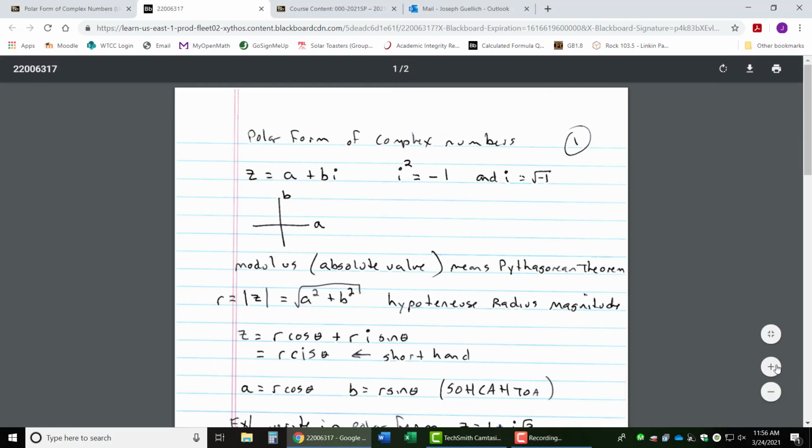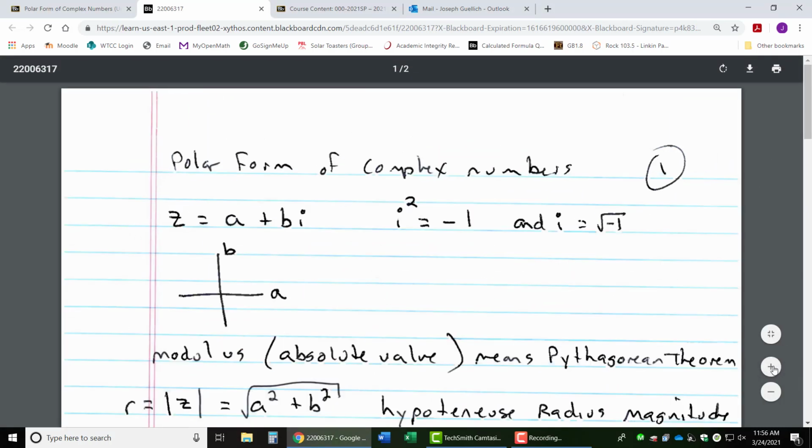Greetings. Okay, so some reminders at the top of the page here from algebra: the complex number a plus bi, where i is the square root of negative 1. Now, don't mistake this for the i vector. Just be careful about the distinction there.